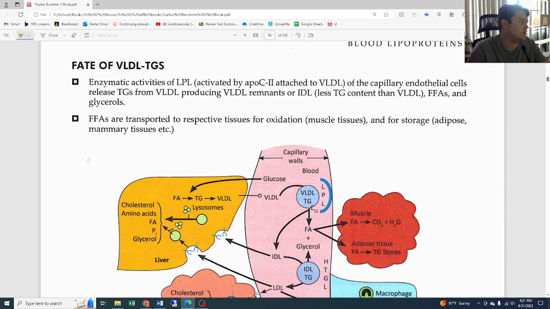Fate of VLDL triglycerides: the enzymatic activity of LPL, which is activated by ApoC2 and attached to the VLDL. The enzymatic activity of LPL of the capillary endothelial cells releases triglycerides from VLDL, producing VLDL remnants, or IDL. The IDLs, the intermediate density lipoproteins, have less triglyceride content than VLDLs, along with free fatty acids and glycerols.